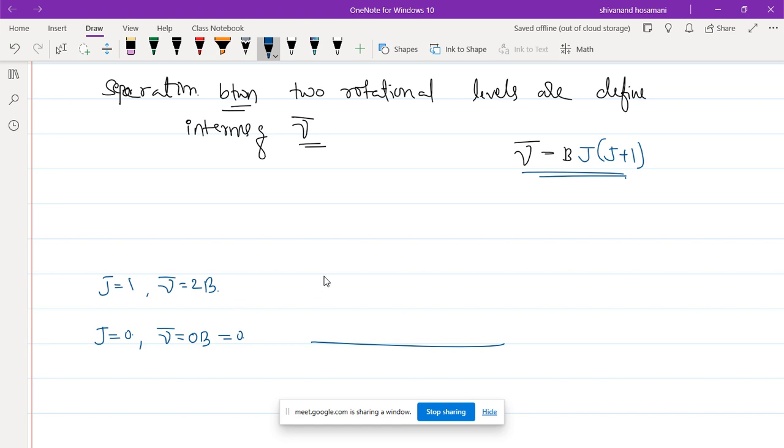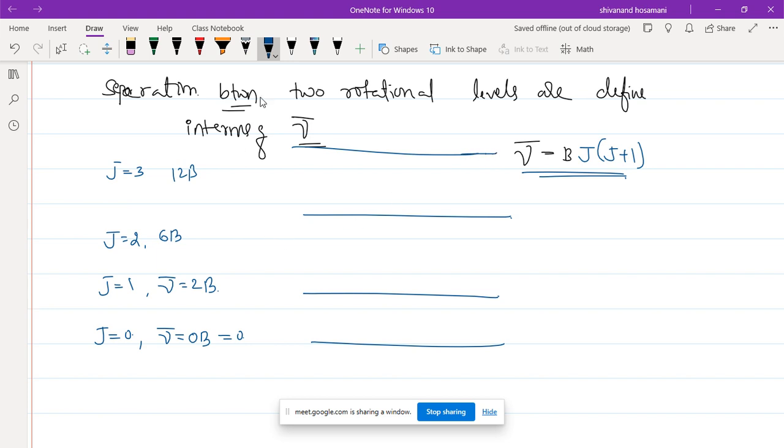I will represent that level here. Take J equal to 2, which gives 6B, shown a little higher. Next take J equal to 3, which becomes 12B, even higher up. Correct? So let us show this line here.